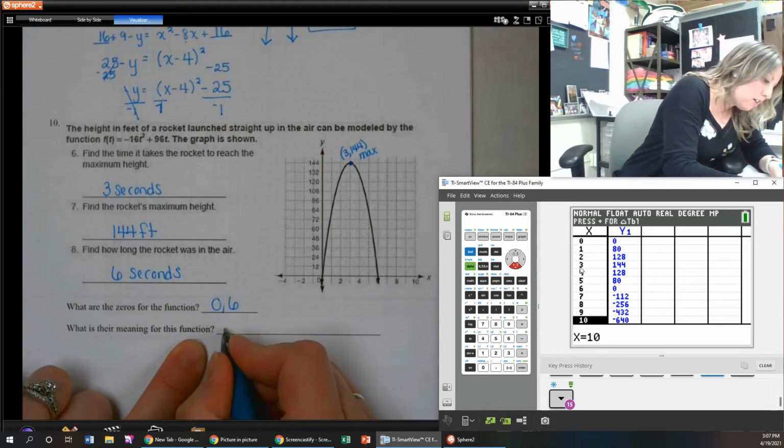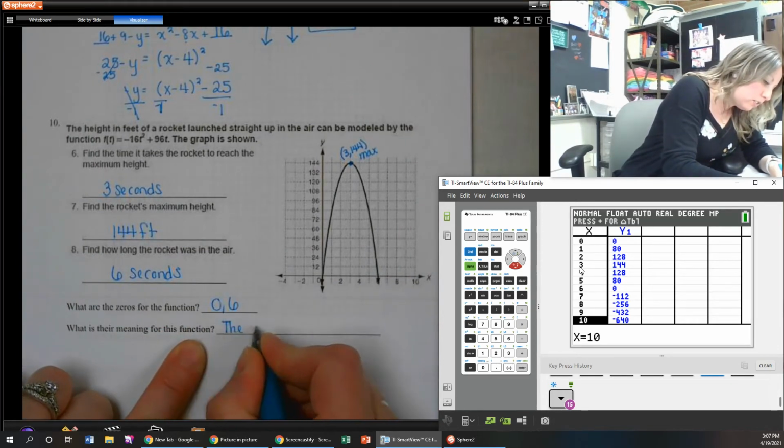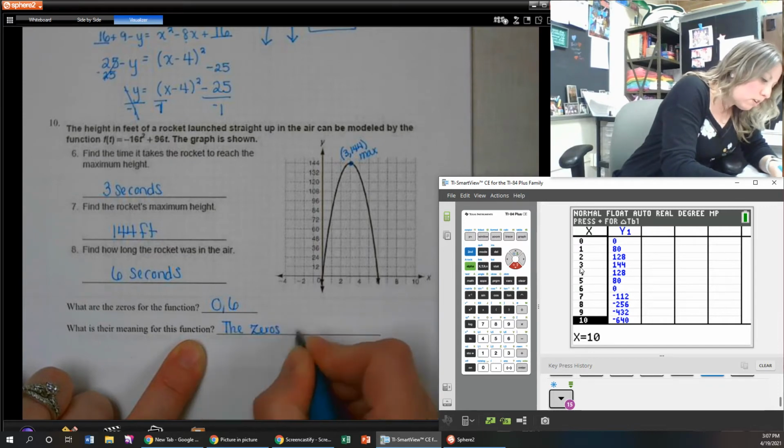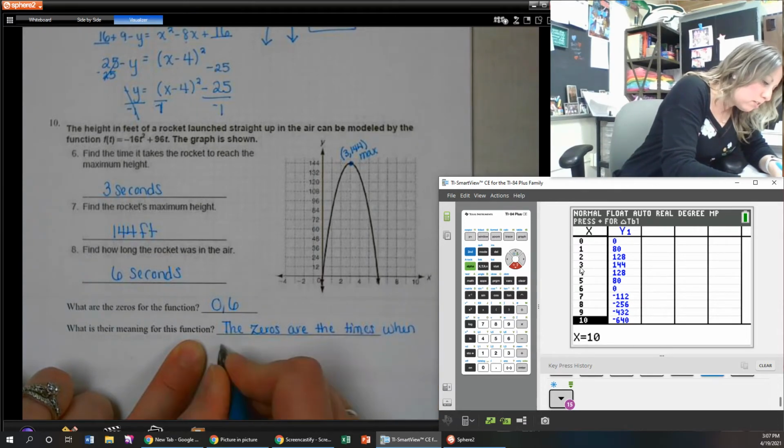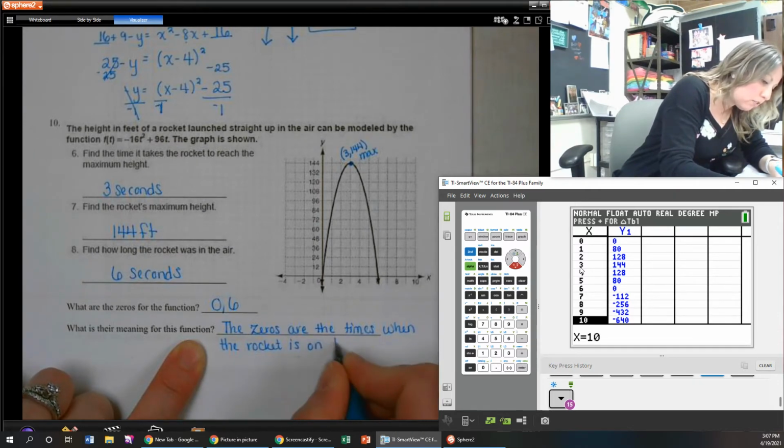And what is their meaning? The zeros are the times when the rocket is on the ground.